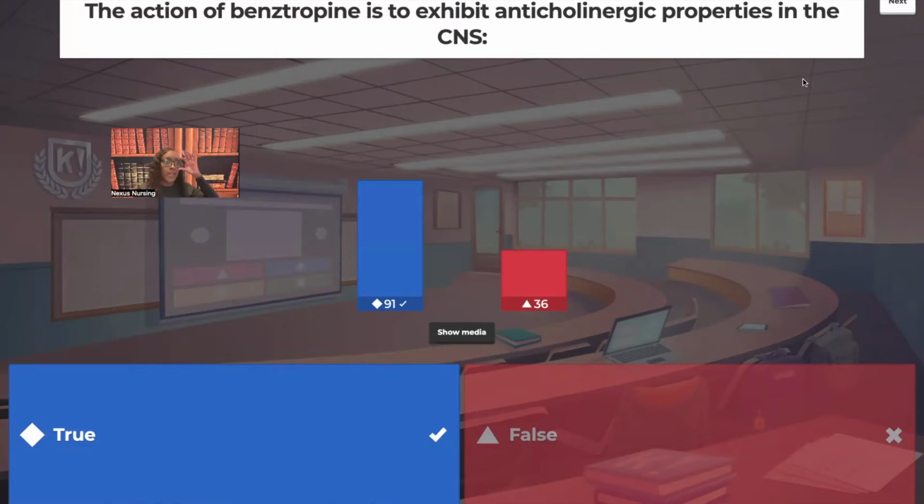When it comes to this drug, guys, it treats Parkinson's disease.